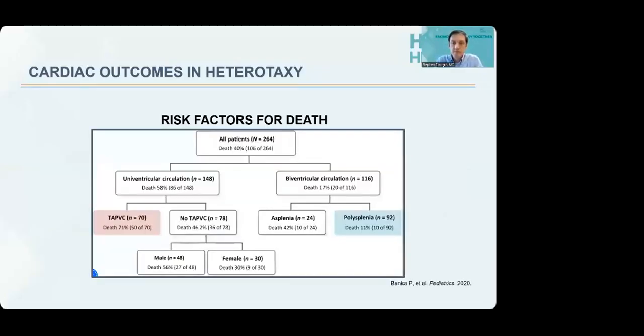The same study also performed a CART analysis, which I found particularly interesting, to look at interactions and risk factors. I like the schematic because they were able to identify that the highest risk group, shown here in red, and the lowest risk group, shown in blue. Patients with the combination of a univentricular circulation and TAPVC have the highest mortality of around 71% over 10 years, compared with only 11% in patients with polysplenia and a biventricular circulation.